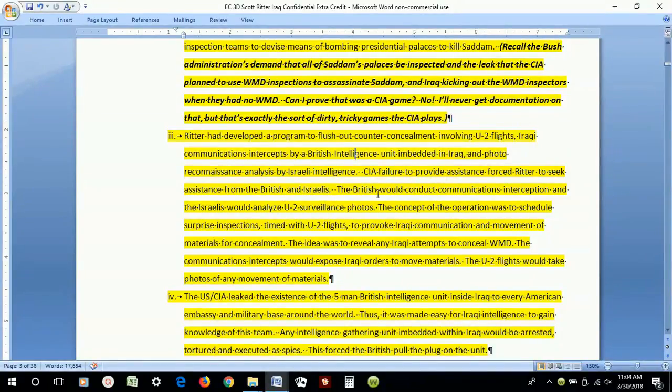The British. All right, so here's an example of how the CIA screwed over Ritter as far as signals intel.